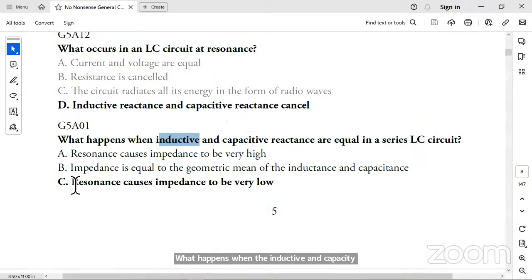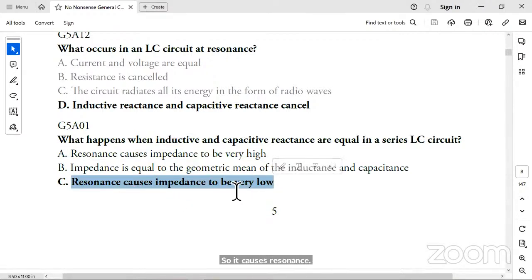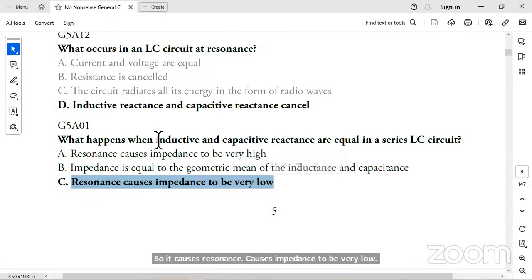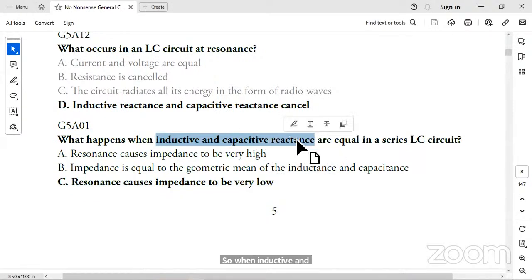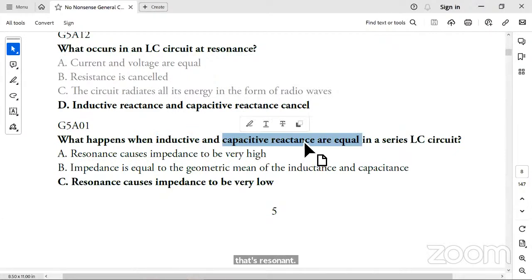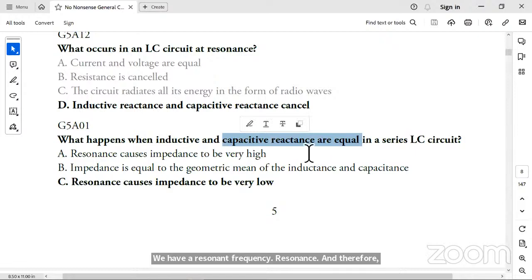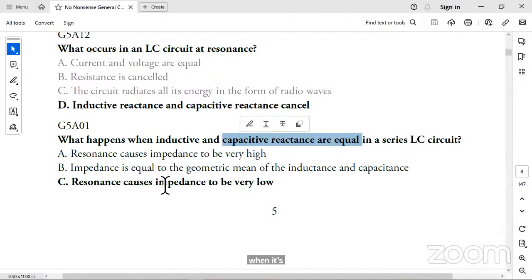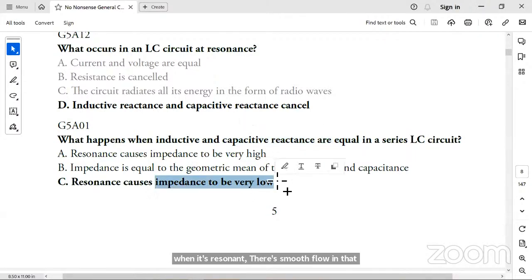We get a low impedance. So it causes resonance, causes impedance to be very low. So when inductive and capacitive reactance are equal, that's resonant. We have a resonant frequency, resonance. And therefore, when it's resonant, there's smooth flow in that circuit. So the impedance is very low.